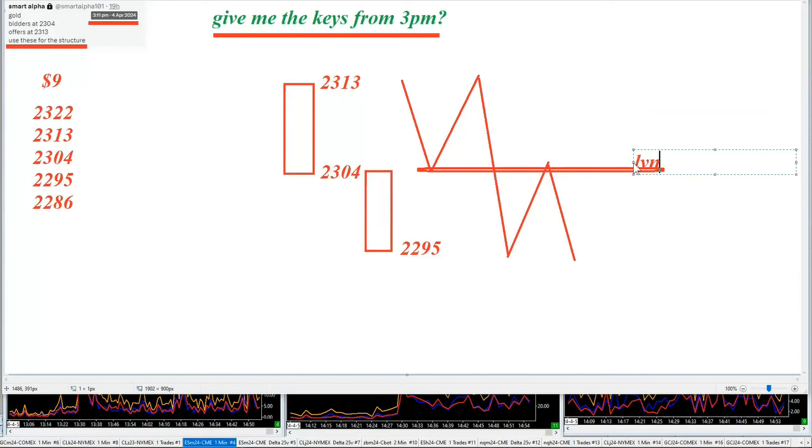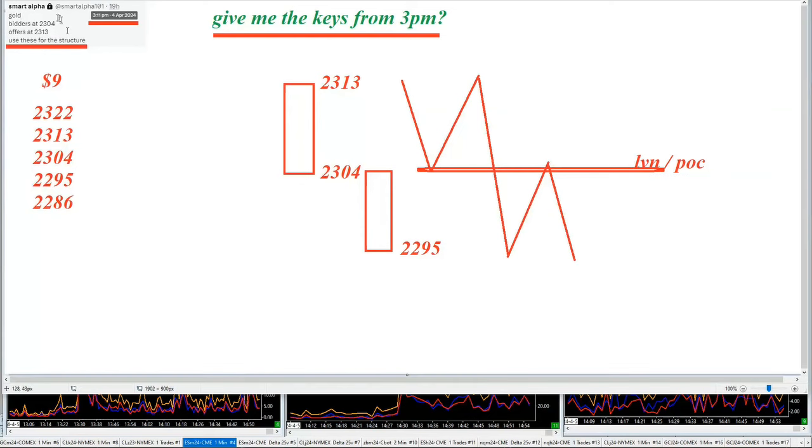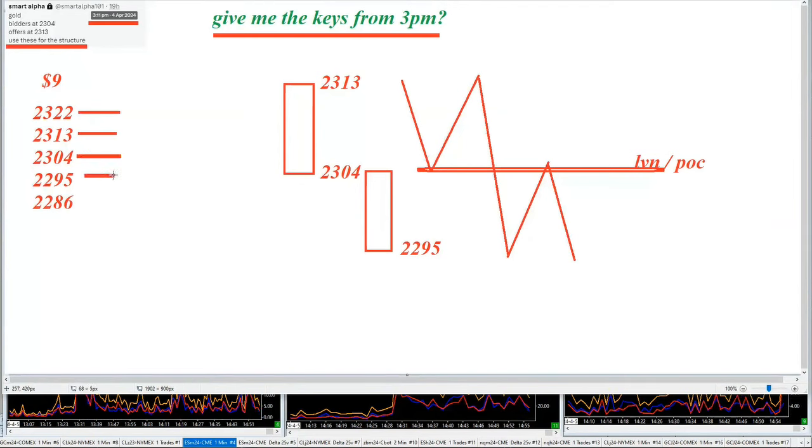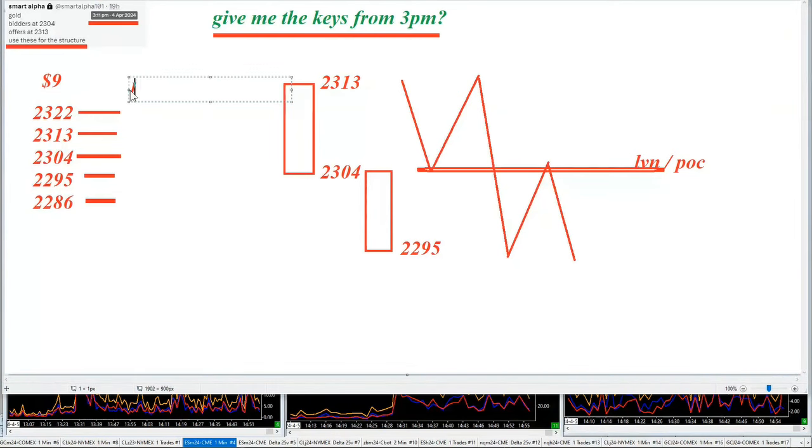The other thing we know about low volume nodes from profile is the low volume node sometimes becomes the POC. So in other words, these prices at 2311 yesterday, this price, and this price is known to me in advance. These prices should either be low volume nodes, value area highs or value area lows, or POCs. Do you think it's possible that that might be a thing? Let's take a look.